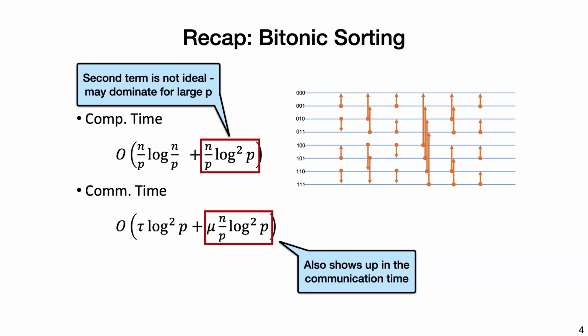And the computation time, so this is the time to sort on one processor. If we have any n log n sorting algorithm, and the input size on each processor is n over p, then it is going to take n over p log n over p time to sort on one processor. This part is just, in some sense, the base case where you sort on one processor.